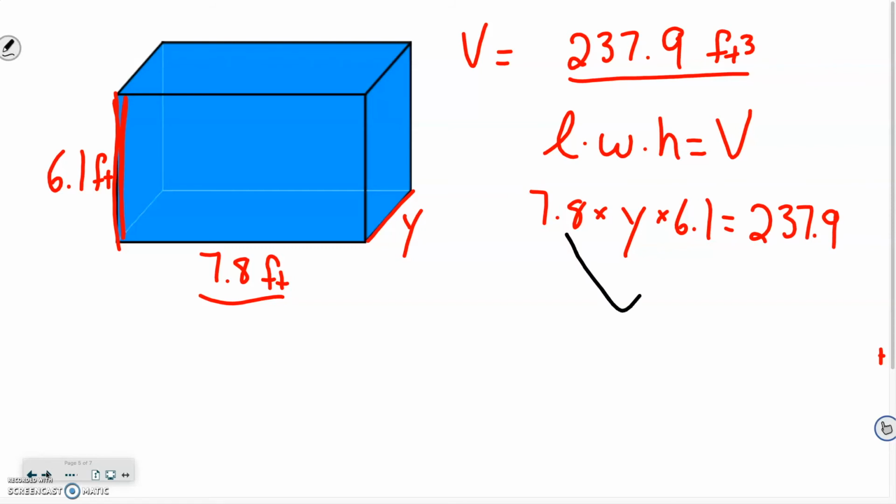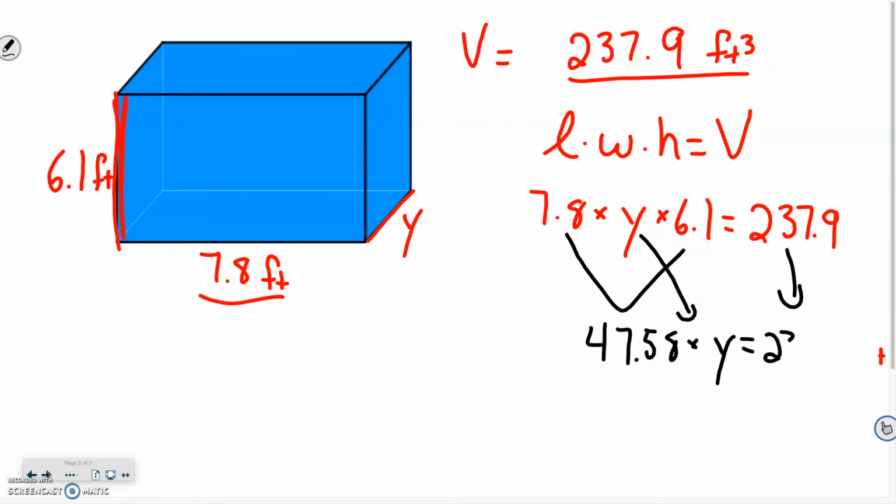Okay. So what are we going to do first? We're going to multiply what we know, 7.8 times 6.1. Type that in your calculator right now. 7.8 times 6.1. What do you get? 47.58. Bring down the y. So times the y. Bring down what it equals, 237.9. All right. So how do we get rid of this? Well, we divide by 47.58, the same number. That cancels out, right? So it equals 1.